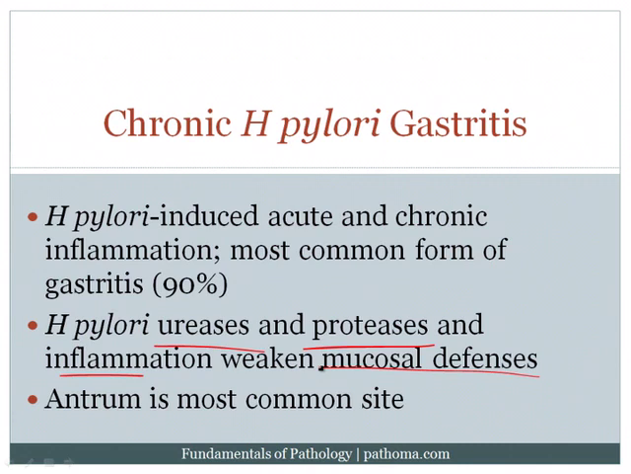The most common site is the antrum. And that's important because, again, when you think about chronic gastritis, remember there's autoimmune, which involves the fundus and the body, and then there's H. pylori, which involves the antrum. So they involve very different regions of the stomach.